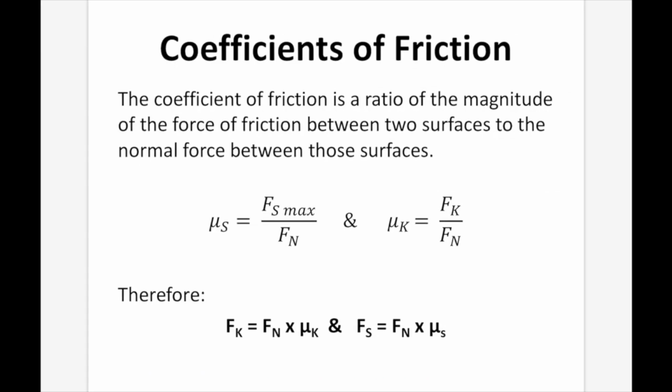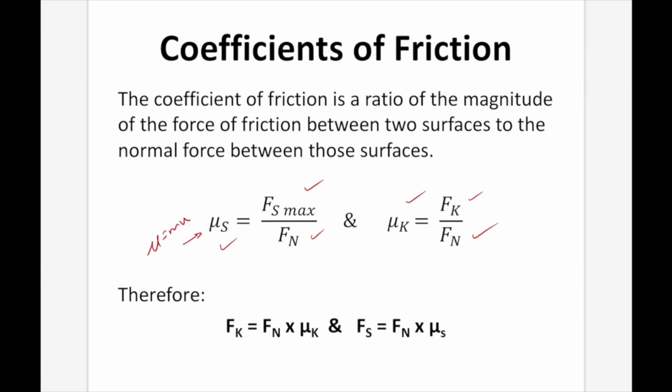Coefficients of friction. The coefficient of friction is the ratio of the magnitude of the force of friction between two surfaces to the normal force between those surfaces. For μs, we're going to be talking about Fs and Fn, and for μk, we're going to be talking about Fk and Fn. This symbol here is called mu, and it's going to represent that coefficient of friction.